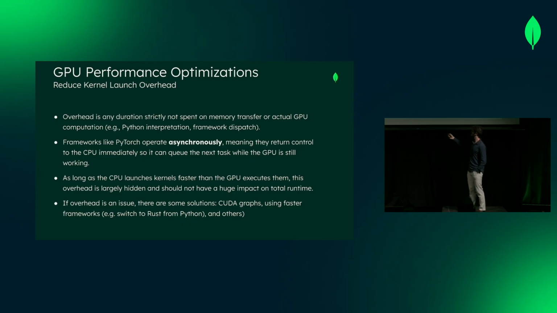And so if that is an issue, one thing that you can do is something like CUDA Graphs, which just makes the submission of the kernels to the GPU much faster. And some people also switch from Python to Rust. And so we've tried some of these optimizations as well.